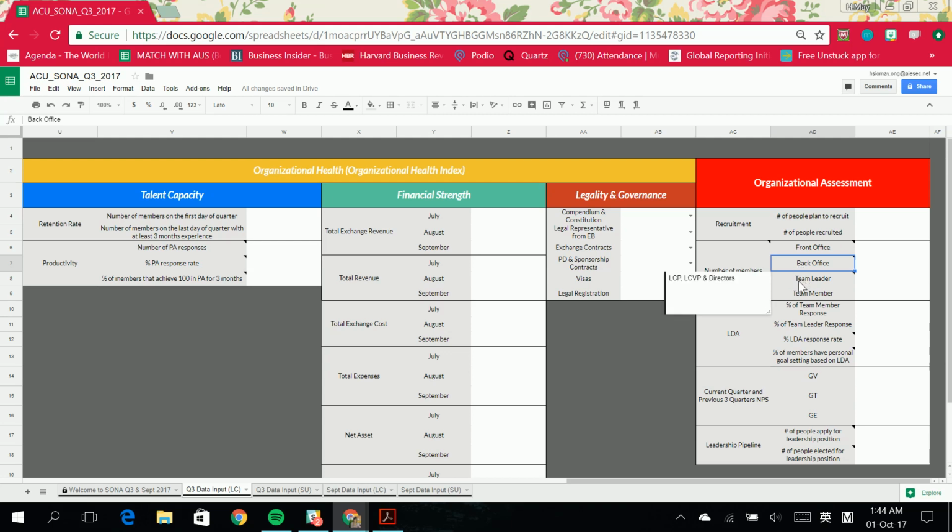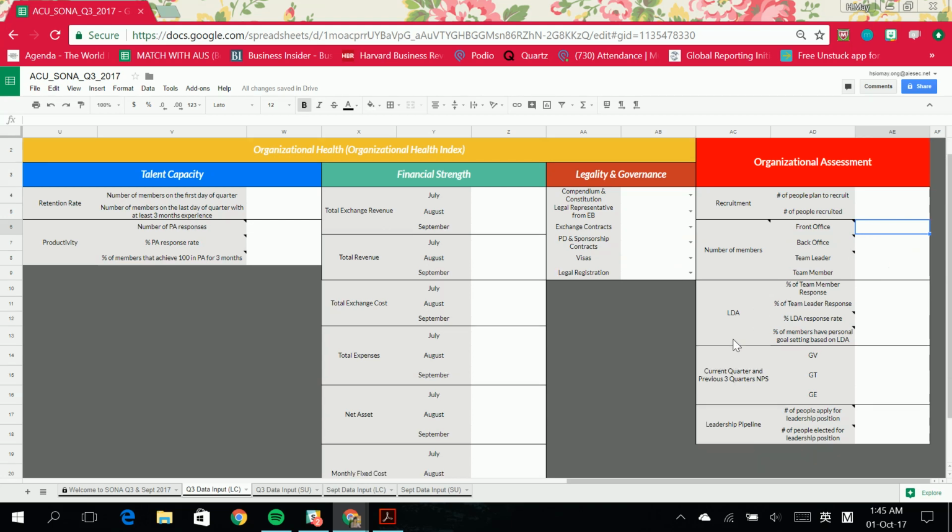And then team leader is LCP, LCVP, and director, and team member is just member, like senior executive, newbie, JE, things like that. So just call them member in general, please don't create more layers like SE, JE, things like that. So fill in the number of members that you have in LC.